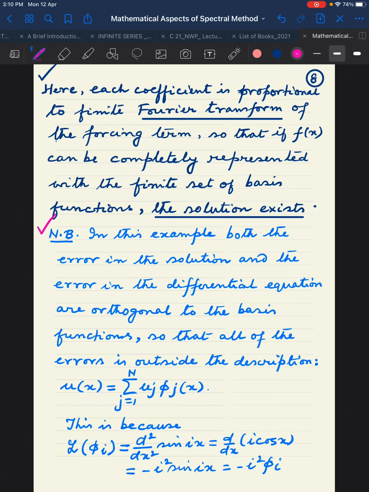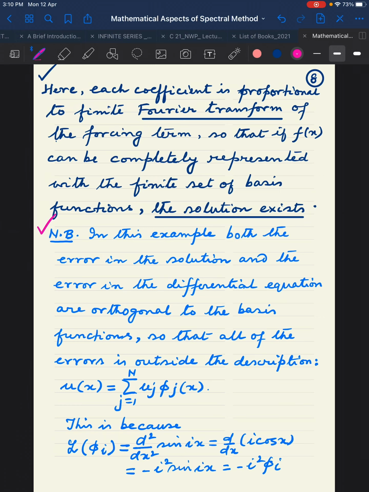But here I will ask you to concentrate on this note. In this example, both the error in the solution and the error in the differential equation are orthogonal to the basis functions, so that all of the error is outside the description u(x) equal to summation j equals 1 to n u_j phi_j(x).